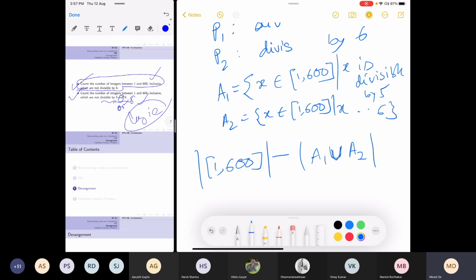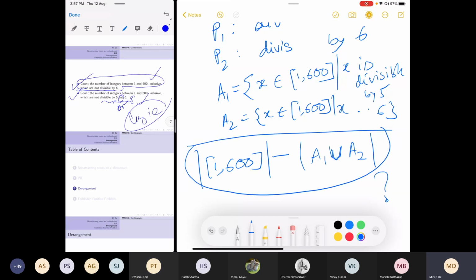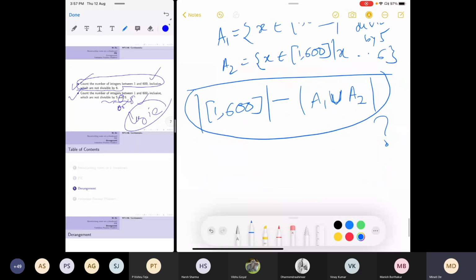Ma'am, actually you have taken the bar 2 times in the above equation. Tell me whether this expression is correct or not. Yes, ma'am, this one is correct. Yes, it is correct. Right. So I am interested in counting this number.